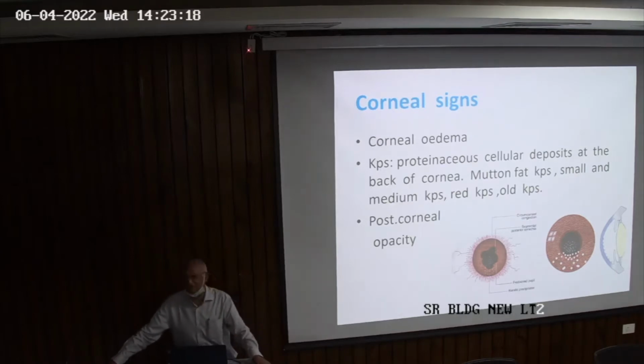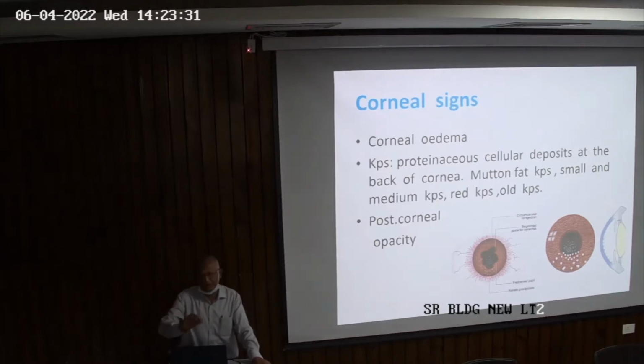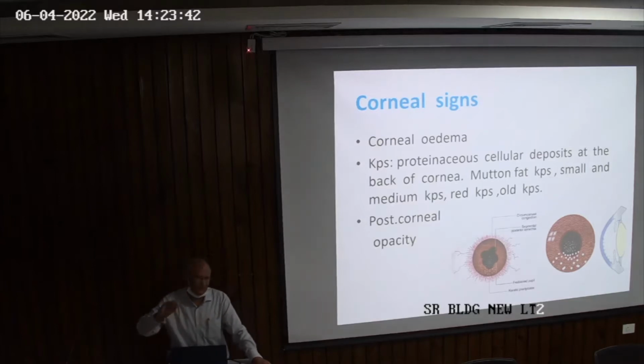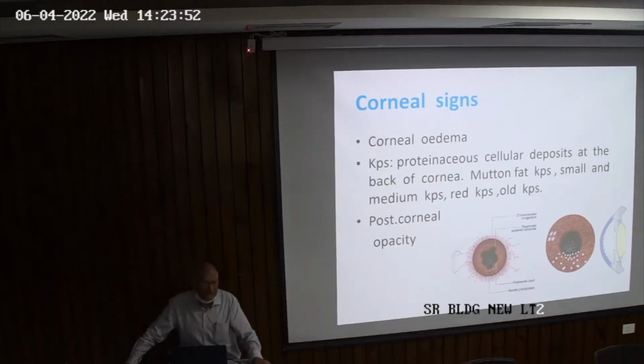When we discuss the signs in the cornea, corneal edema will be one. KPs: what are KPs? Usually KPs are proteinaceous cellular deposits. Cells come out from the vessels because the permeability changes after infection. So neutrophils, lymphocytes, plasma cells, and proteins come out in the iris and enter the anterior chamber. Whenever they are suspended in the aqueous of the anterior chamber, that is called cells. One is the cells, another is the KPs.